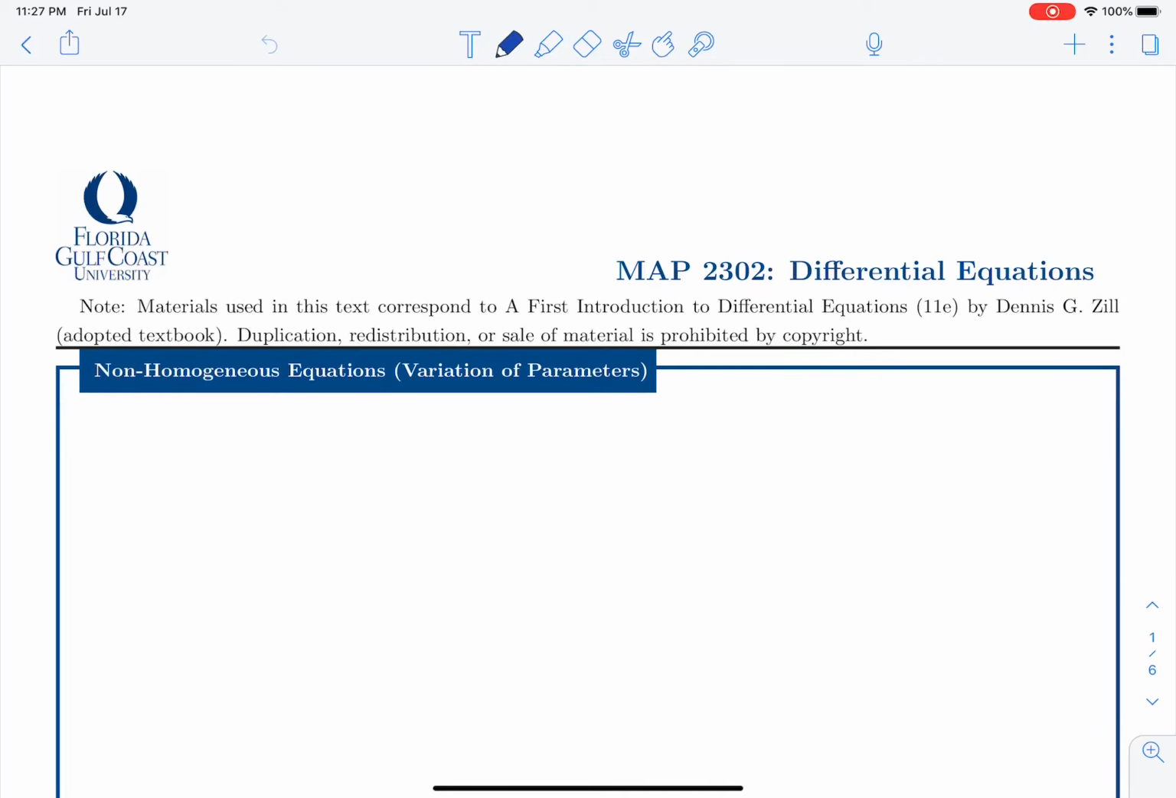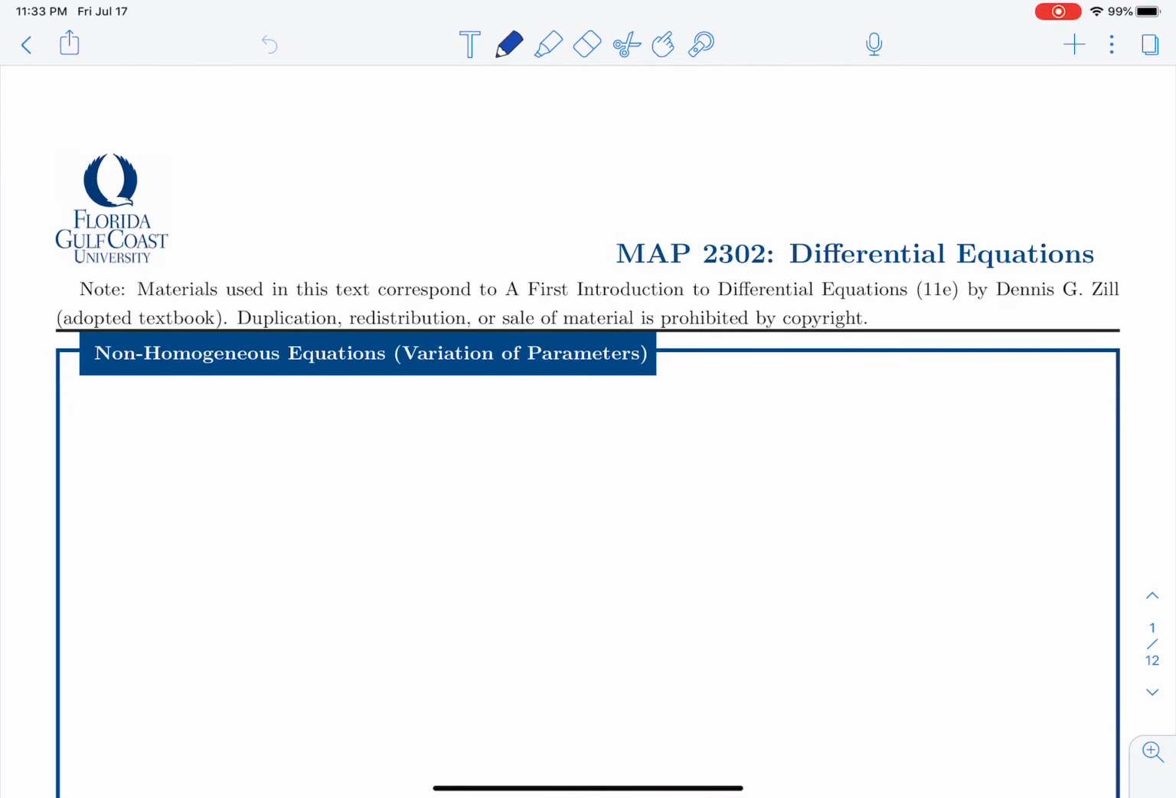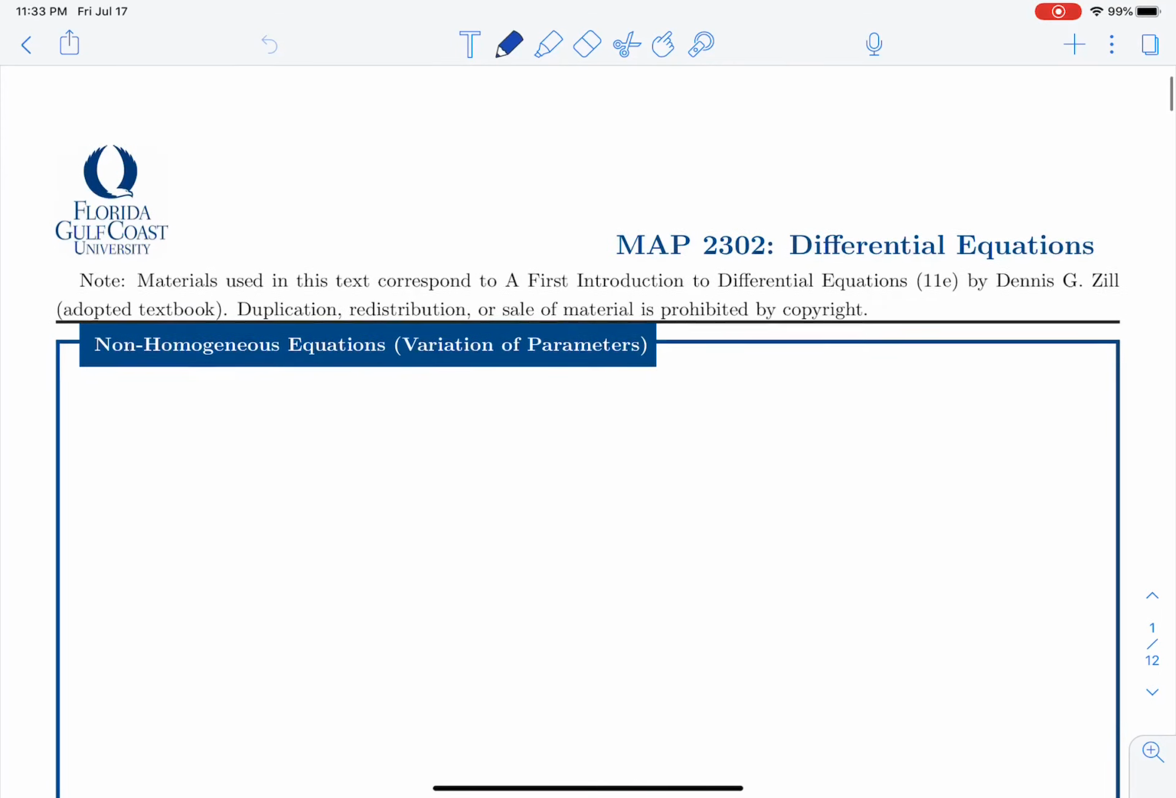Variation of parameters is yet another method to solve non-homogeneous equations. Now, this particular method depends on the Wronskian, which is a matrix, and finding its determinants. So we will only focus on second order and third order differential equations. I'm going to give the background for a second order differential equation and extend the idea to a third order differential equation. So what is the method about?